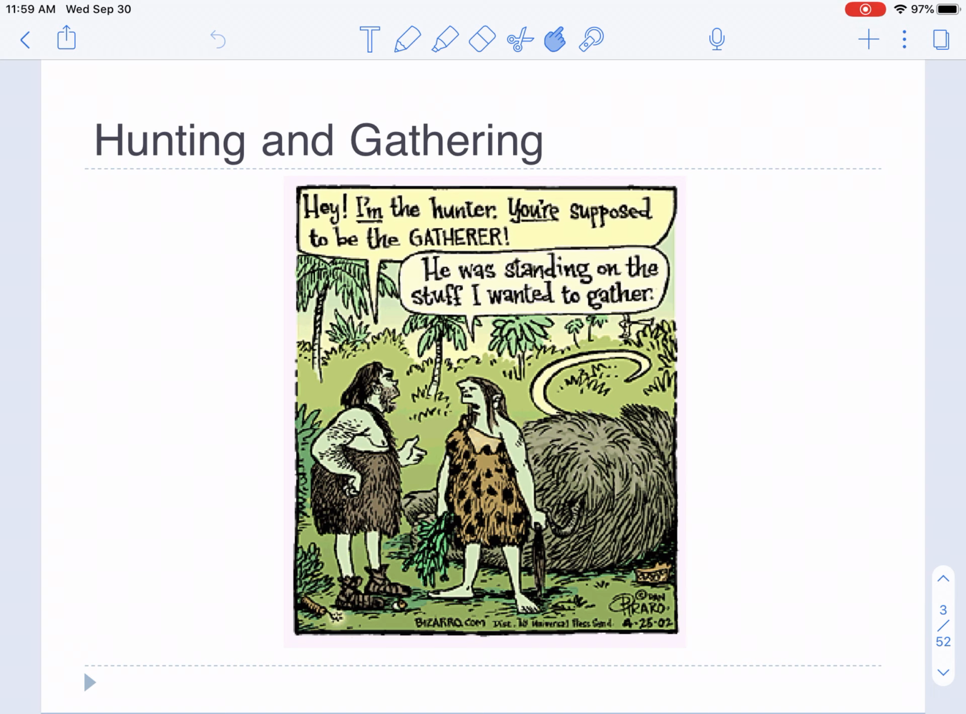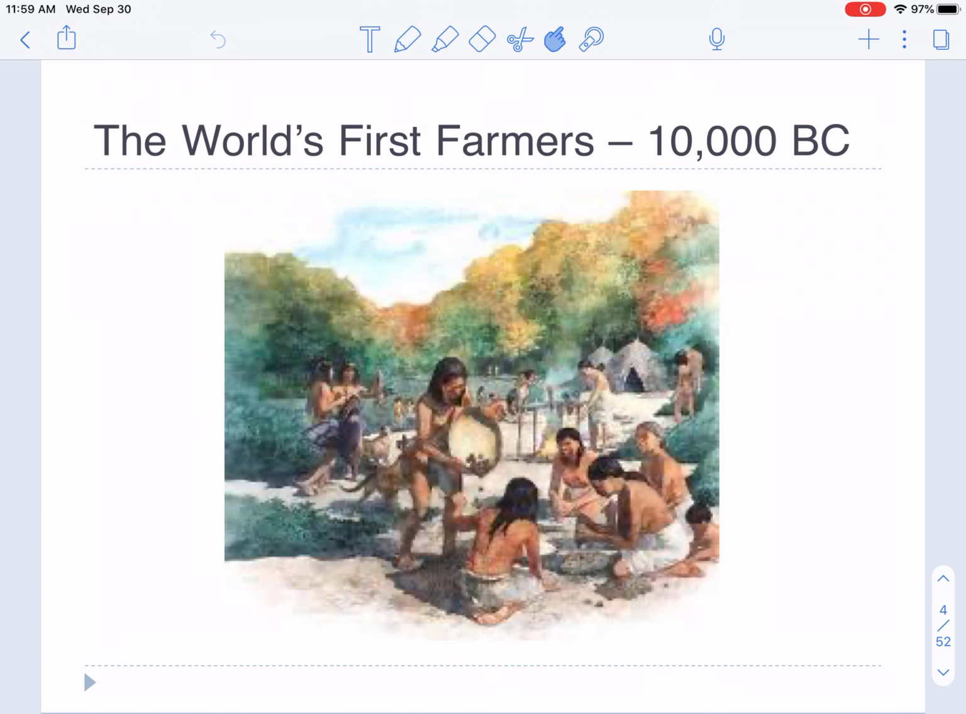So a cartoon here, just as a reminder of the hunting and gathering lifestyle that humans had prior to the Neolithic agricultural revolution. The male caveman there says, "Hey, I'm the hunter, you're supposed to be the gatherer." The woman's saying, "Well, he was standing here on the stuff I wanted to gather." And actually, women are largely attributed for the discovery of planting seeds and propagating plants and overseeing the first agricultural revolution.